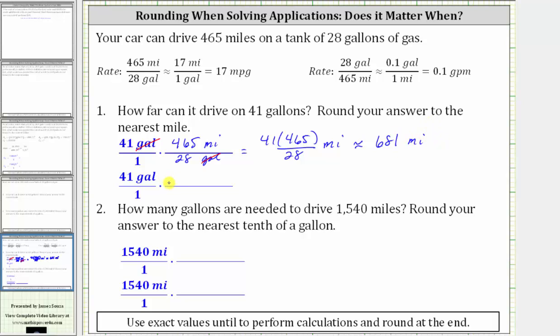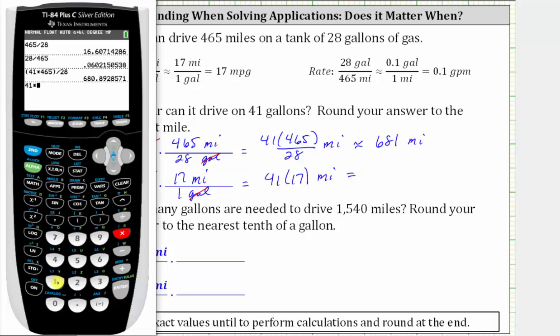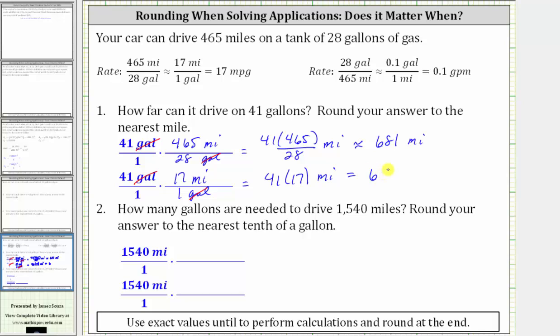And now let's do it the incorrect way by using the rounded unit rate of 17 miles per 1 gallon. Again, notice how the units of gallons simplify out, leaving us with 41 times 17 miles. 41 times 17 is equal to 697 miles. So this estimate is not the estimate we should use because it has much more of an error. We should use the estimate of 681 miles because we use the exact rate for the calculation.